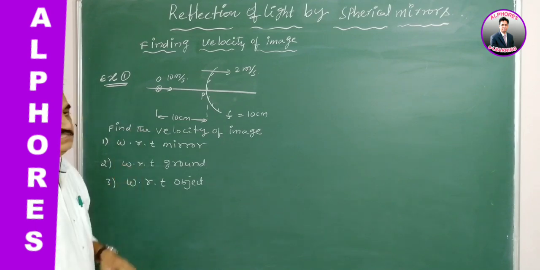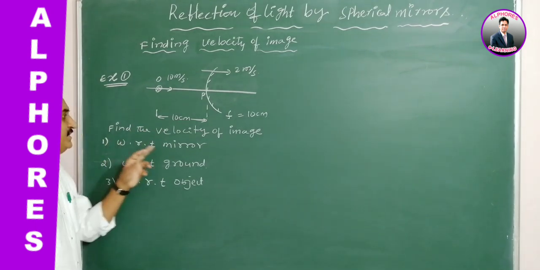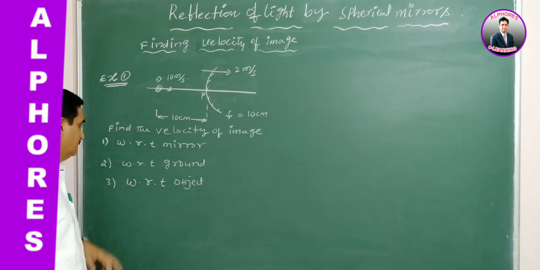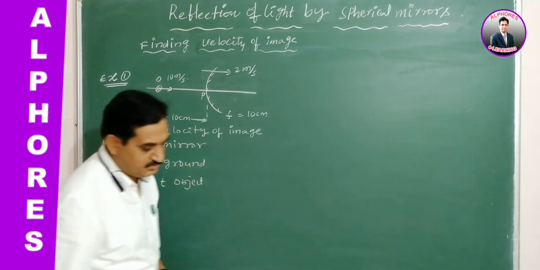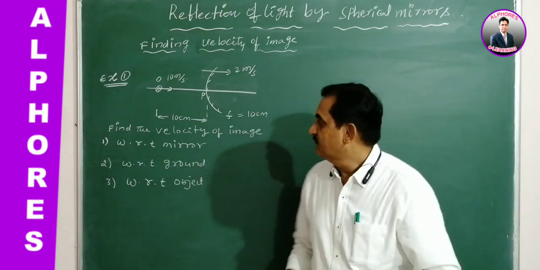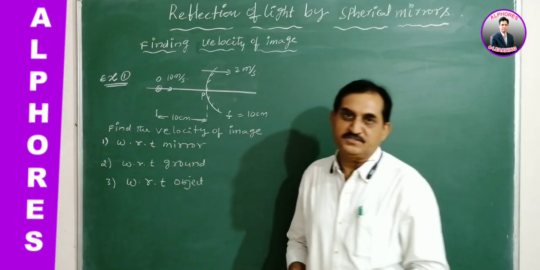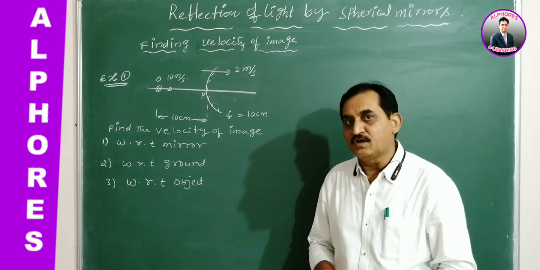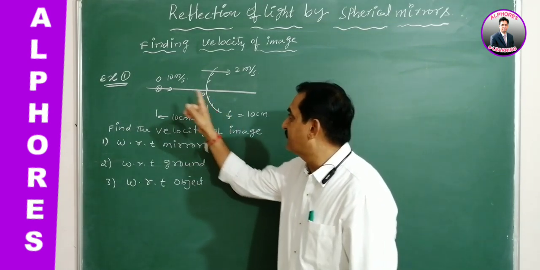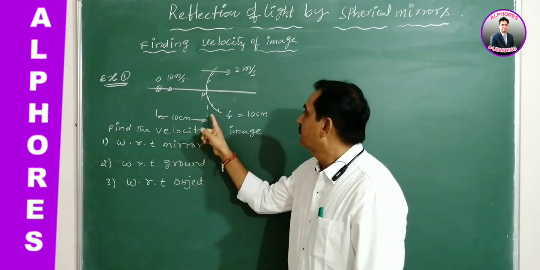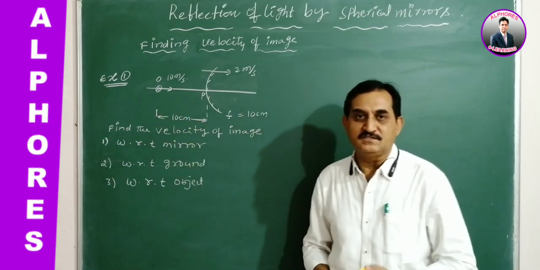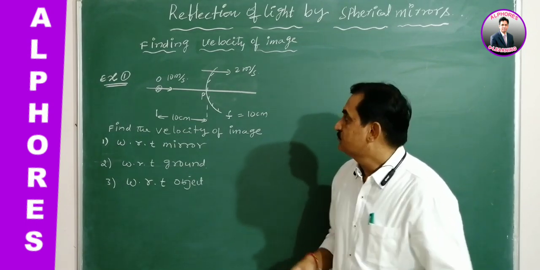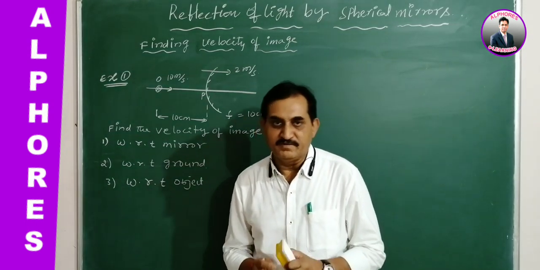At this instant, the questions are: find the velocity of image, number 1 with respect to the mirror, number 2 with respect to the ground, and number 3 with respect to the object. So all these velocities of image are found at one particular instant where the object distance is 10 centimeters from the spherical mirror. Let us go one by one.